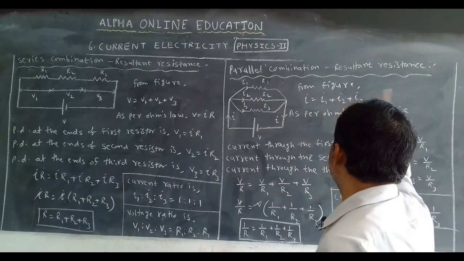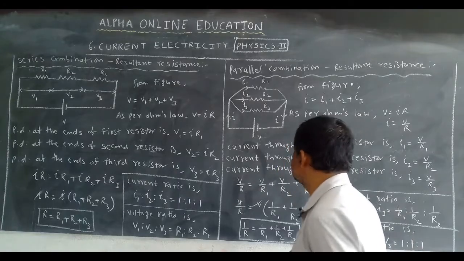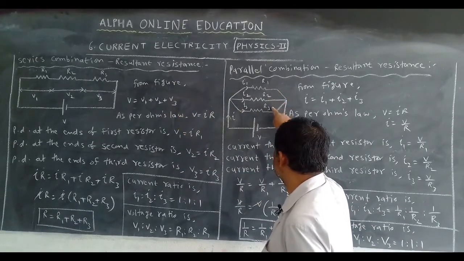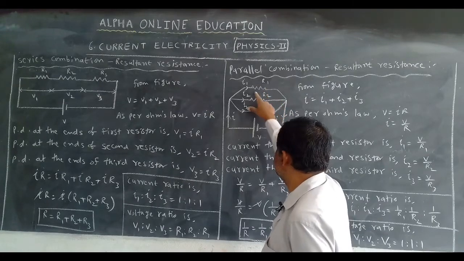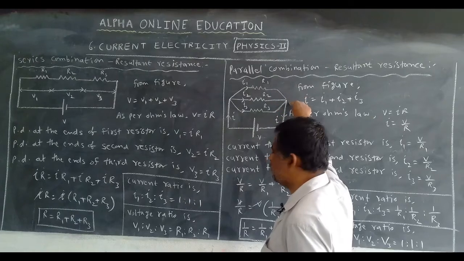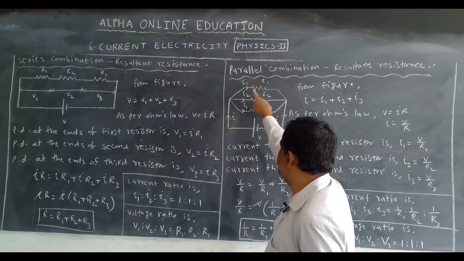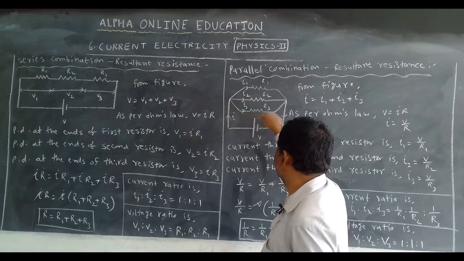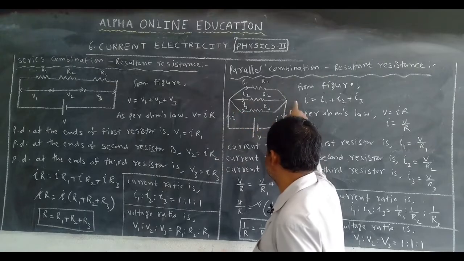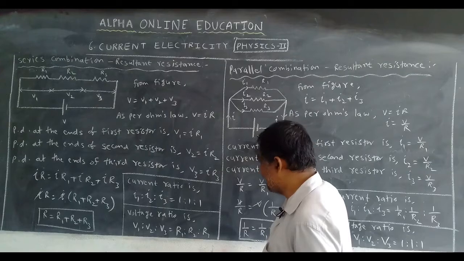Next, parallel combination. Now what is the meaning of parallel combination? Here also we take 3 resistors, R1, R2, R3. The first ends of all the resistors are connected to one point, the second ends are connected to another point, and in between these 2 points we take one source, means one battery.